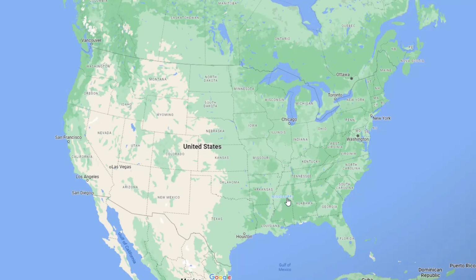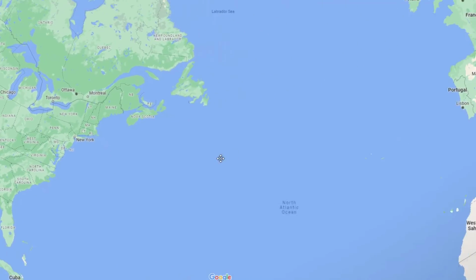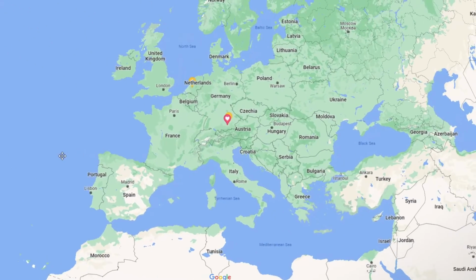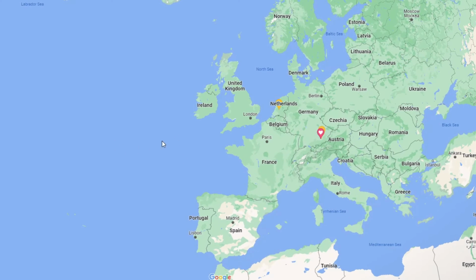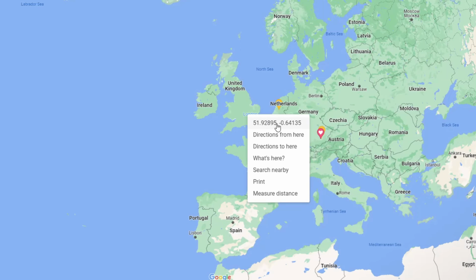All right, guys, so we've got a map of the US, and just to be clear, if we're looking at Greenwich, that's somewhere in this area. That will be our 0 line, right? And just to give you an idea how close that is, I'm going to right-click on London here, and it says it's 51 degrees going up from the equator, and then going minus 0.64. So that's very close to the 0 line, right?